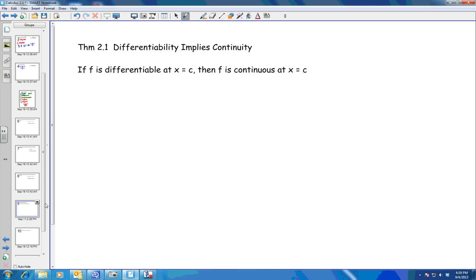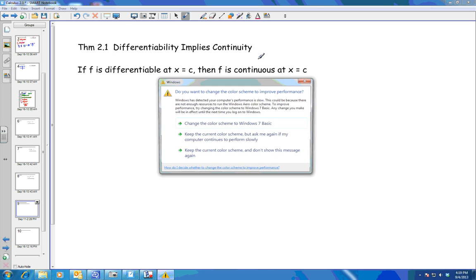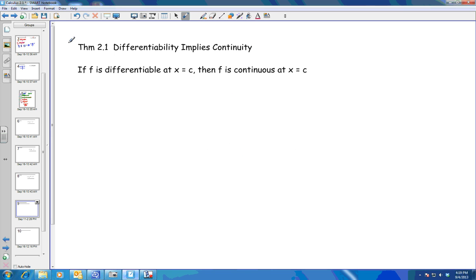Theorem 2.1 in your book: if f is differentiable at x equals c, then f is continuous at x equals c. So what they're saying is, if you have a derivative at a point, then it has to be continuous at that point. Okay, so you might star this because we'll be talking about it again later, but if it has a derivative at a certain point, then it has to be continuous at that point.